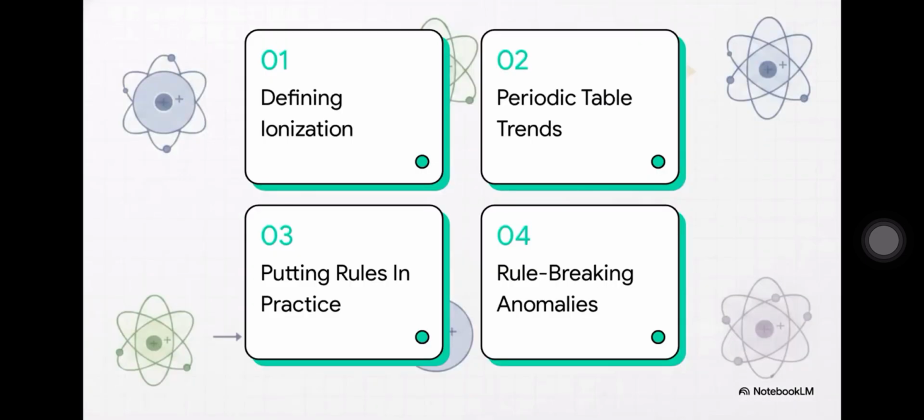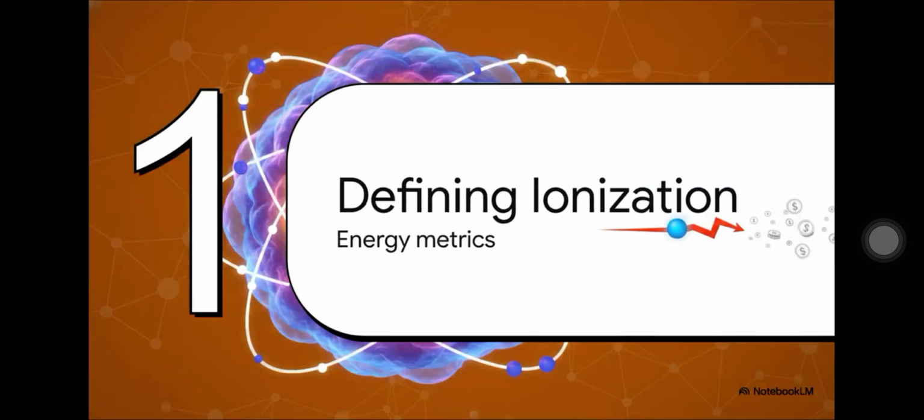So, here is our roadmap for today. First, defining ionization energy. Then, the periodic table trends, putting those rules into practice, and finally, the rule-breaking anomalies. Let's get started. Section 1.